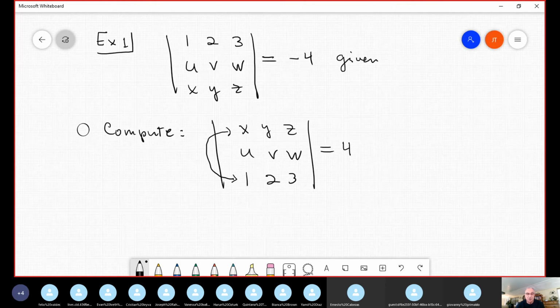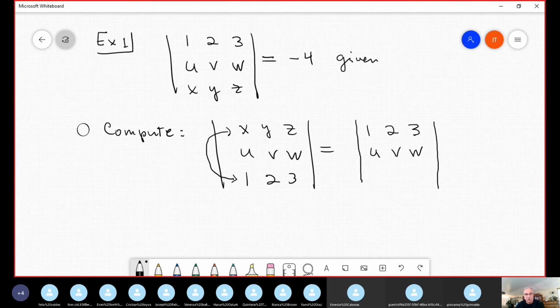Another way to solve the problem: look, I realize there are two rows interchanged, so I want to put them in the original place. Similar to the original, I put 1, 2, 3, and U, V, W stay the same. Nobody touches the second row, but X, Y, Z yes. Using property number 1, when you do this operation, you multiply by negative 1. I know the value of this determinant is negative 4, therefore we have minus minus 4. The answer is positive. Any question?